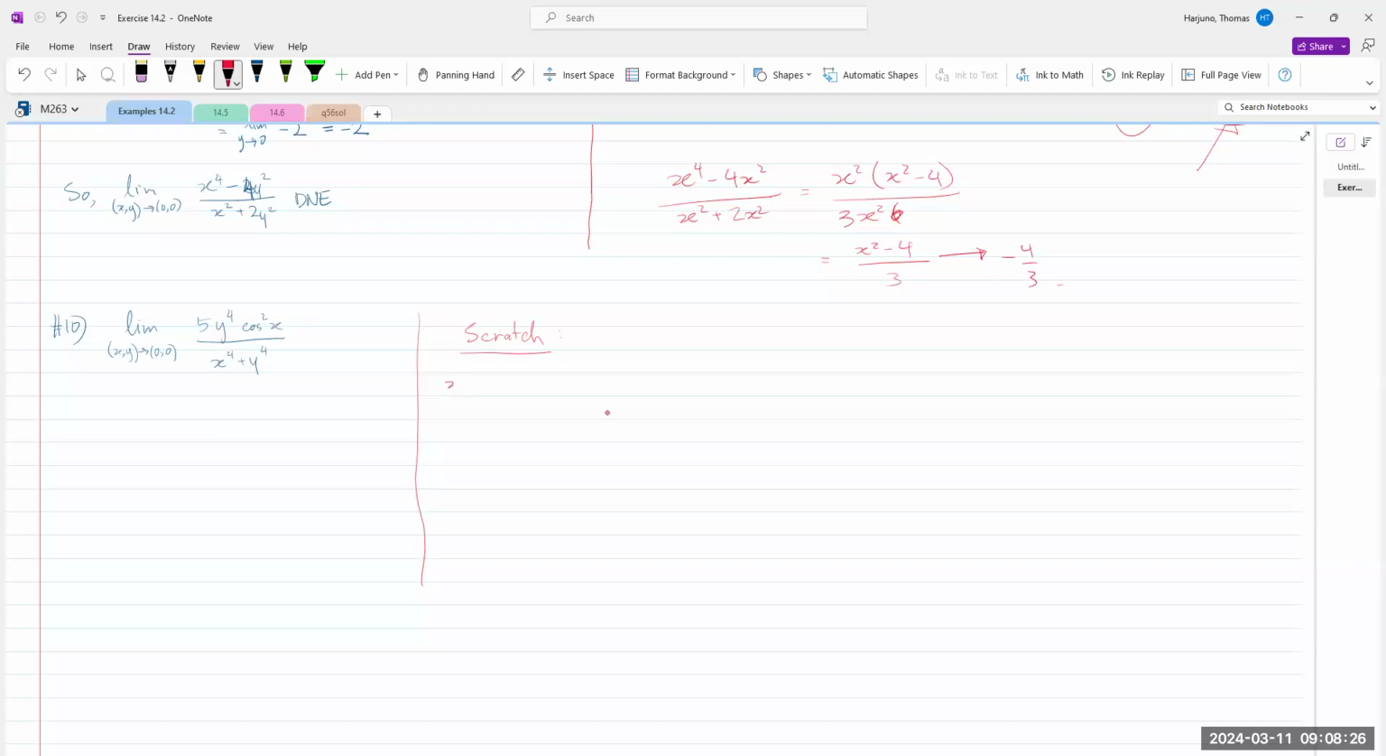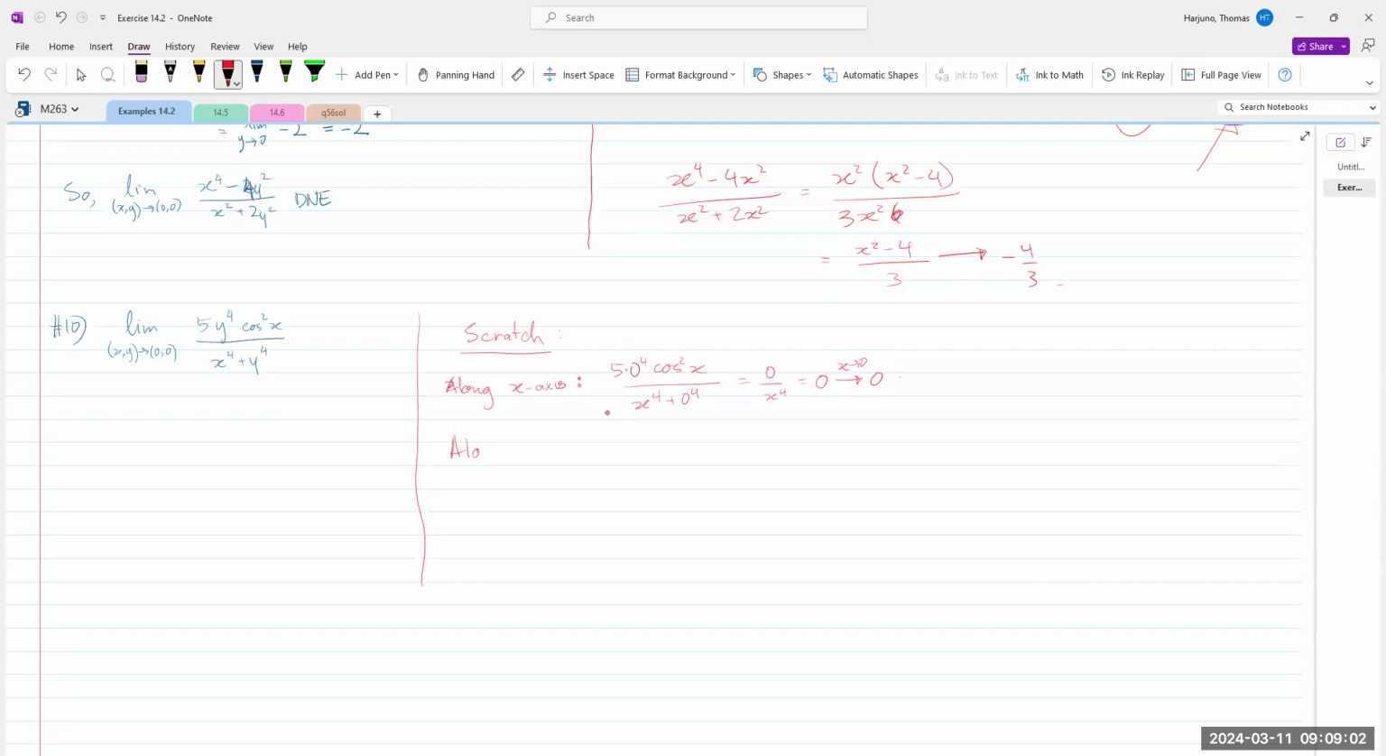So if I go along the x-axis, it means y equals 0, right? So I will get 0 cosine squared x over x to the 4th plus 0 to the 4th, under the limit, right? This equals 0 over x to the 4th, which equals 0. So the limit as x goes to 0 is 0. This is just my scratch work, so I don't worry about proper notation.